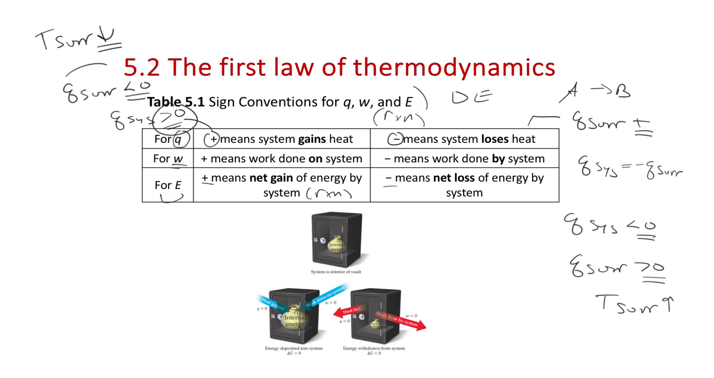Q is negative means heat was lost by the reaction. Delta E negative, energy was lost by the reaction. W negative means work was lost by the system. So work was done by the system. What was it done on? On the surroundings. So the work, when it's negative, means we're moving the surroundings.